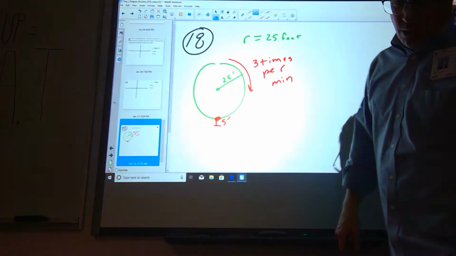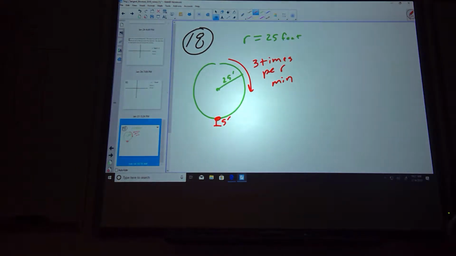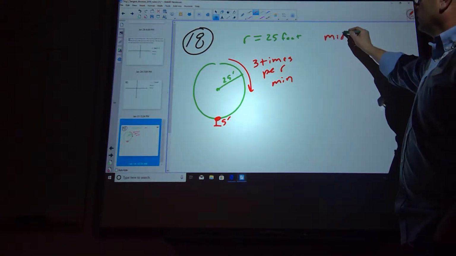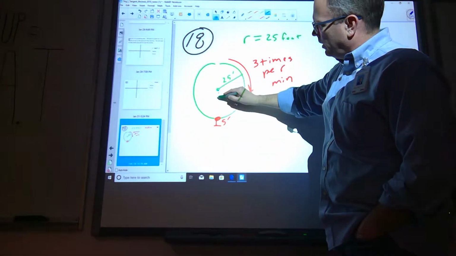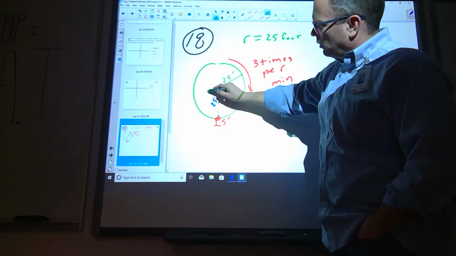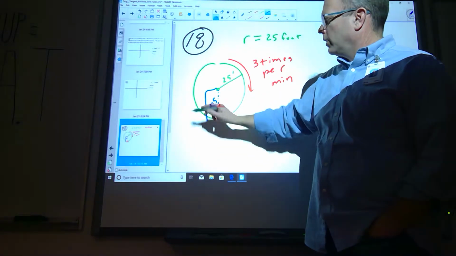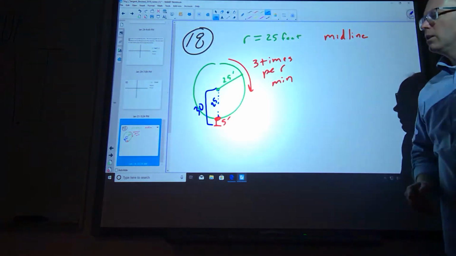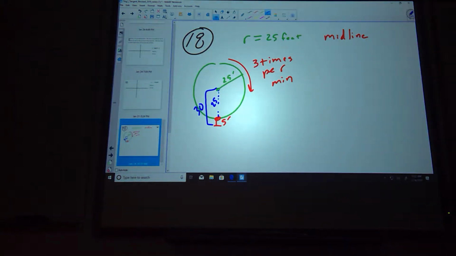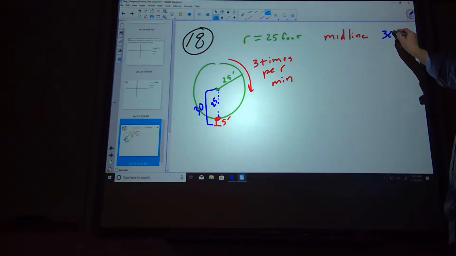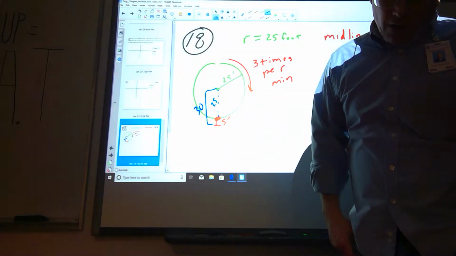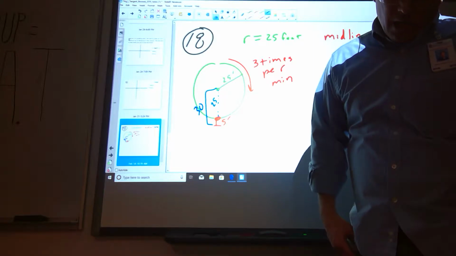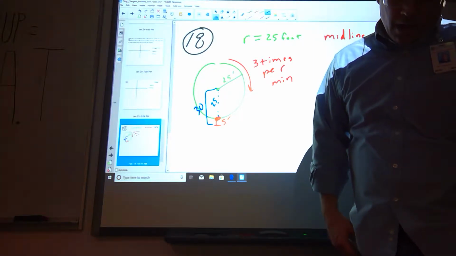So find the midline. Okay, so let's find the midline. So I guess we do need that 5 feet off the ground. So this distance here is still 25. So what would this whole distance here be? 30? Okay. So we have a vertical shift where this whole thing is 30 feet up. Okay, so we'll deal with that in a little bit. Consider how far the middle of the Ferris wheel is from the ground. Okay, we got that.